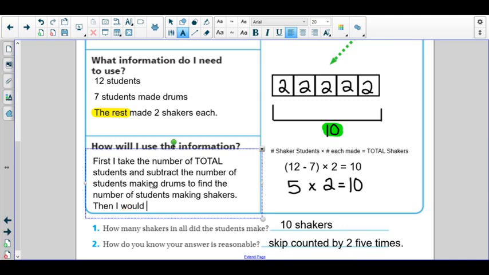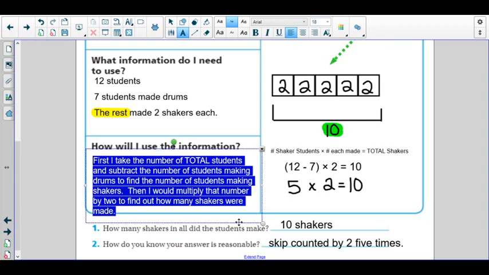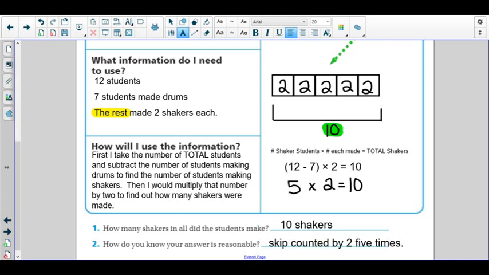Then I would multiply that number by 2 to find out how many shakers were made. Now, I don't know about you, but this right here seems a little bit better. I mean, this is wordy, but it is the same thing.